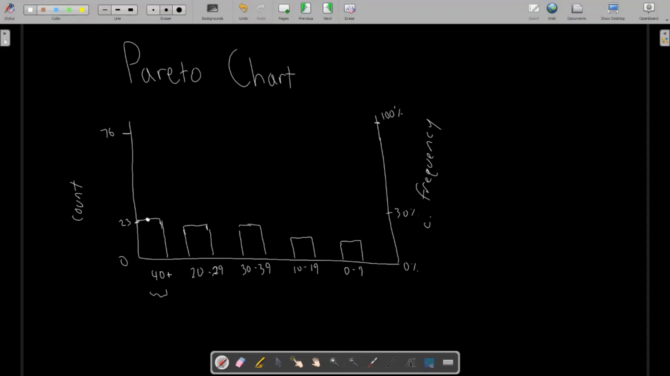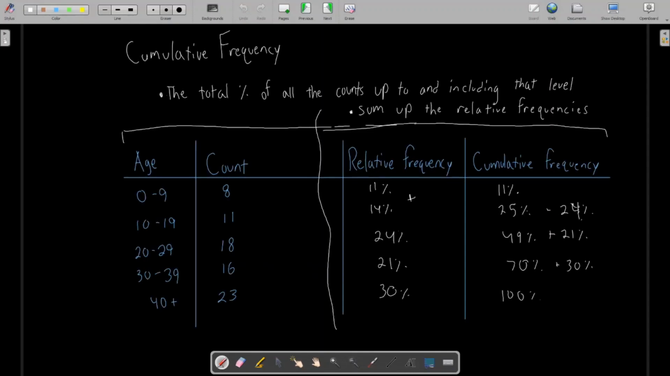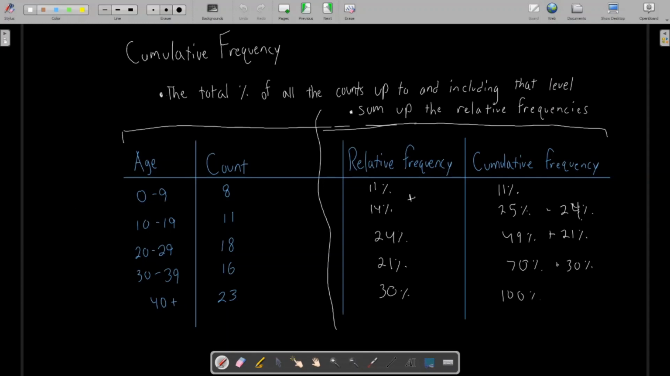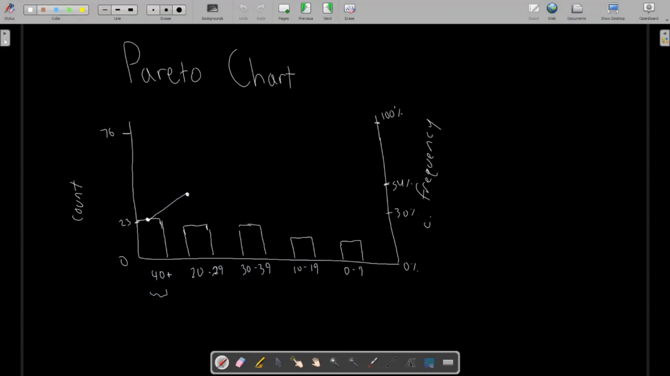And now we move on next to the 20 to 29 group, which had a relative frequency of 24%. And so the cumulative frequency at 20 to 29 is about 54%. The 54% would be about here. And so we would take a line that goes up to 54% and ends with a dot right over that 20 to 29 group. And so then we'll continue this for 30 to 39, which is an additional 21%, which brings us to 75.